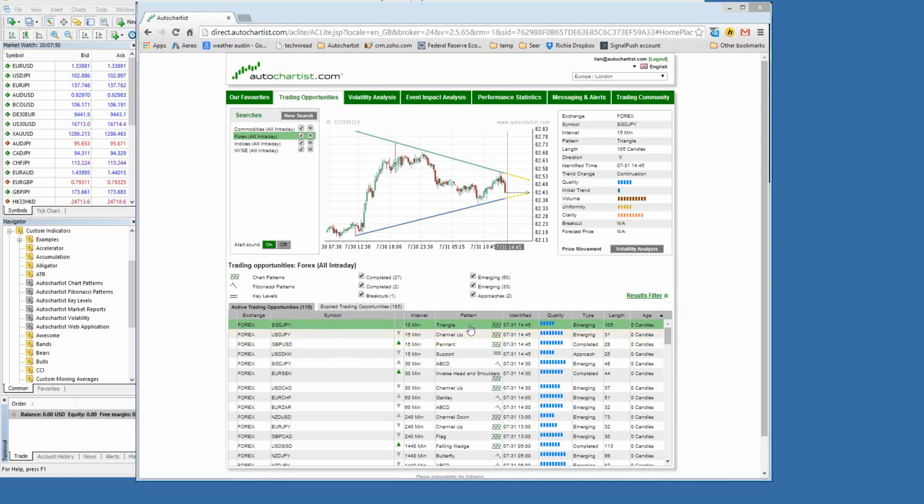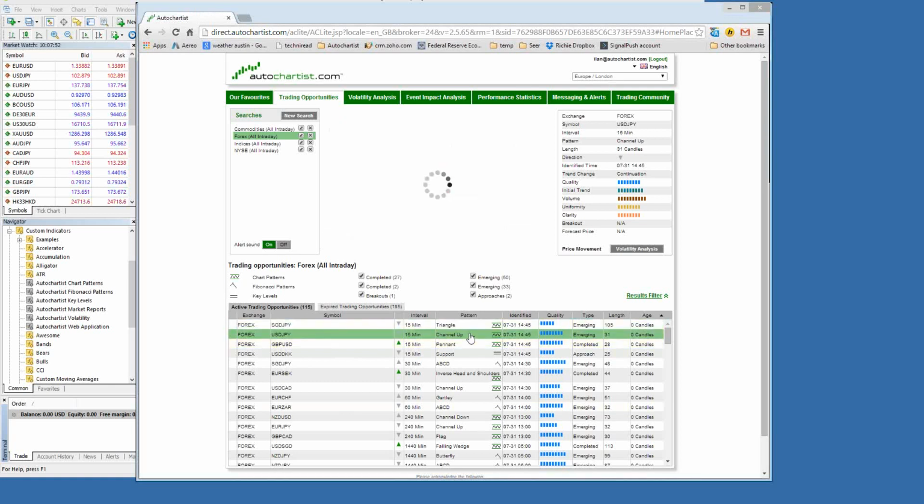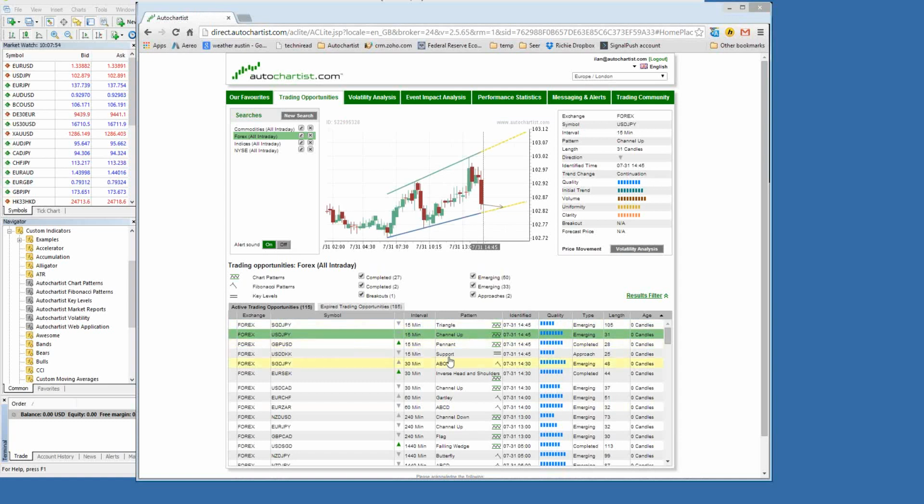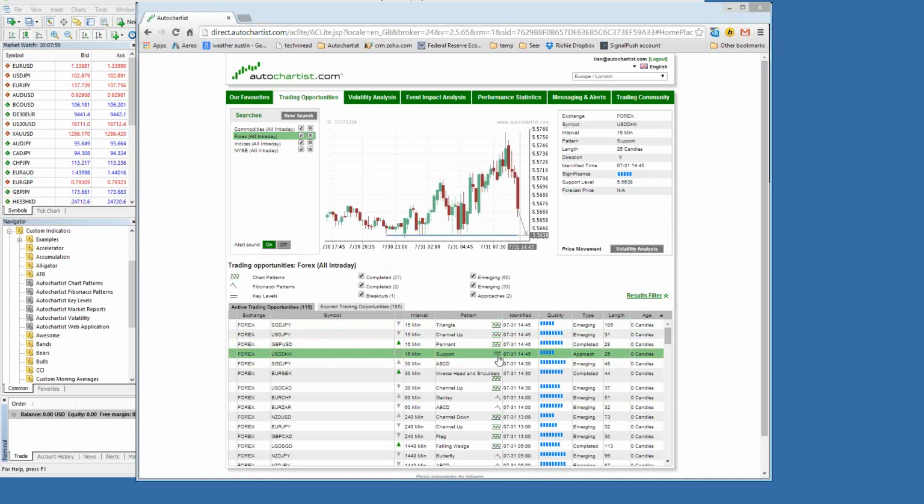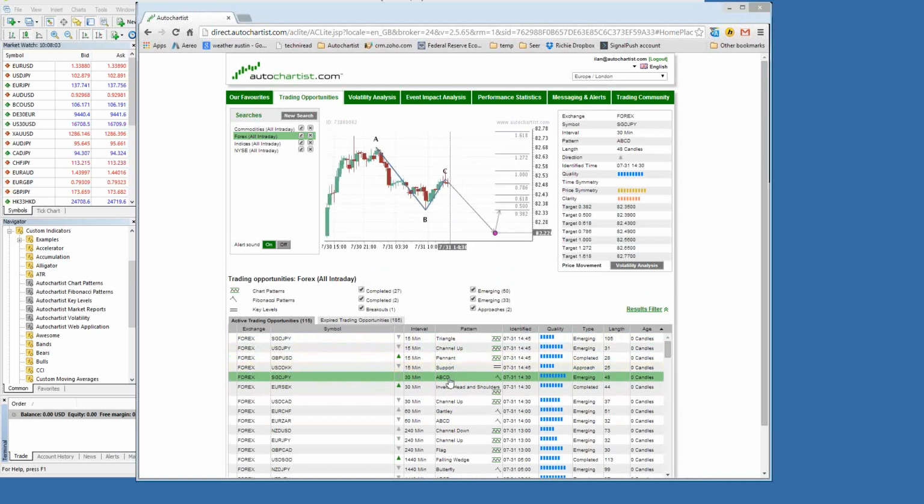Right, so we can tell that the triangle is a chart pattern, and you have a channel, which is a chart pattern, and there's this support level, that's a support resistance level, right, a key level. Okay, and then here, this ABCD, that's a Fibonacci pattern, right? Now, the other important thing to look at is whether the arrows are gray or green, all right?